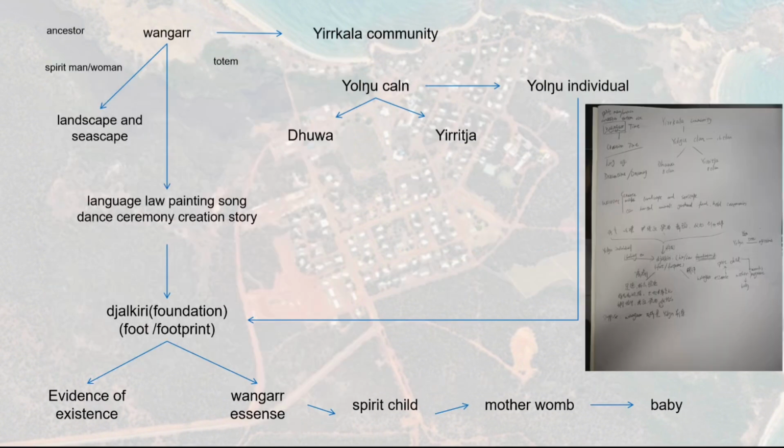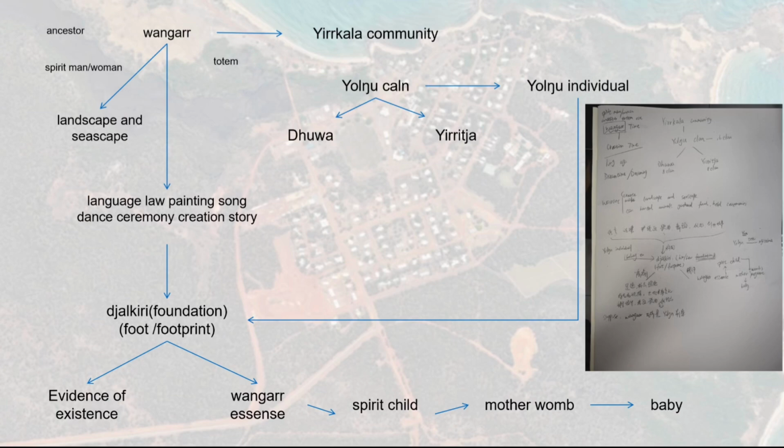In this part, I have drawn a graph about every color. As we can see on the left, there is a Wangarr, a symbol of the ancestors, spirit man, woman, totem, which can produce the landscape and seascape, as well as the language, lore, painting, song, dance, ceremony, creation, story. Wow, there are so many elements, which can produce the Dhuwa.